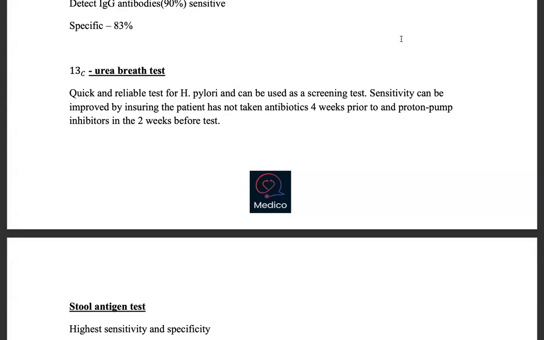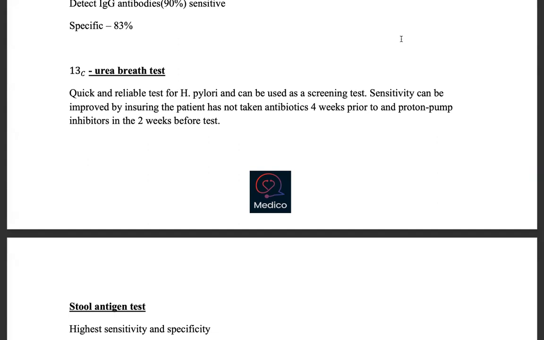So this carbon-13 urea breath test is a quick and also reliable test for Helicobacter pylori. And actually it is a screening method. Actually this carbon-13, when it is read out, is read by a mass spectrometer.